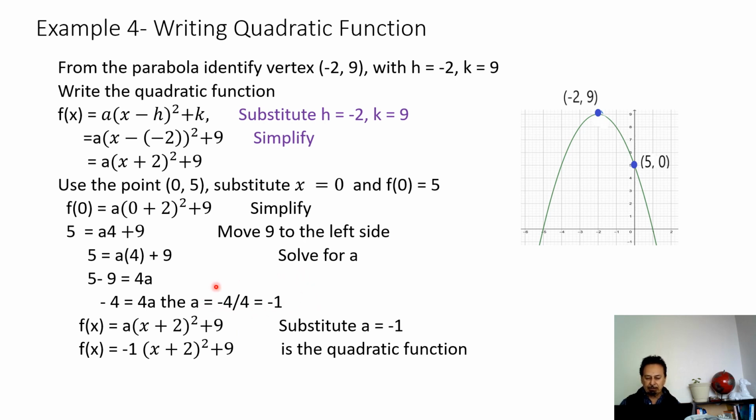Now this is not the answer. The only thing we needed was to find a. So now we rewrite f of x equal to a times x plus 2 squared plus 9, and now substitute a equal to negative 1. So this becomes f of x equal to negative 1 times x plus 2 squared plus 9. And that's the quadratic function whose graph is this one.